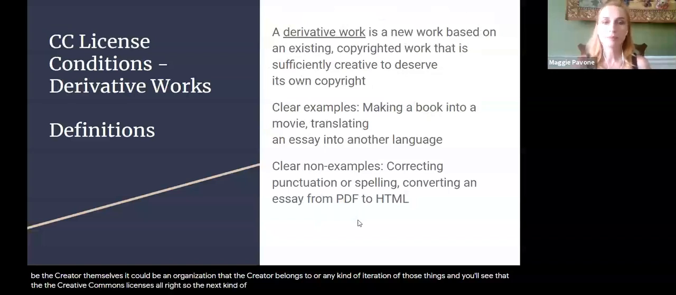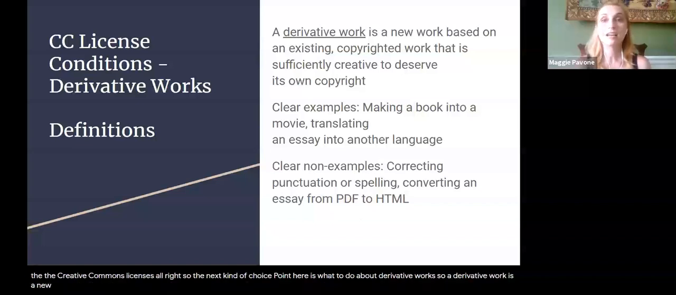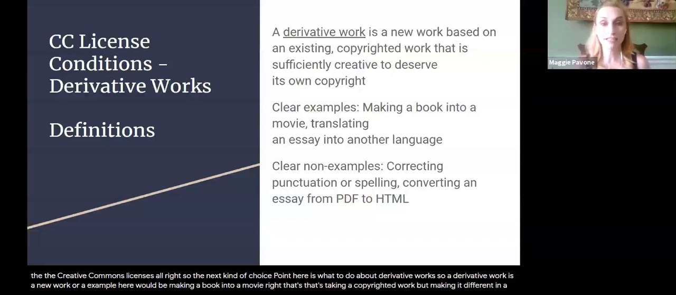So the next choice point here is what to do about derivative works. A derivative work is a new work or a new resource that's based on an existing copyrighted work, but it is sufficiently creative to deserve its own copyright. A clear example here would be making a book into a movie, right? That's taking a copyrighted work, but making it different in a very significant way.